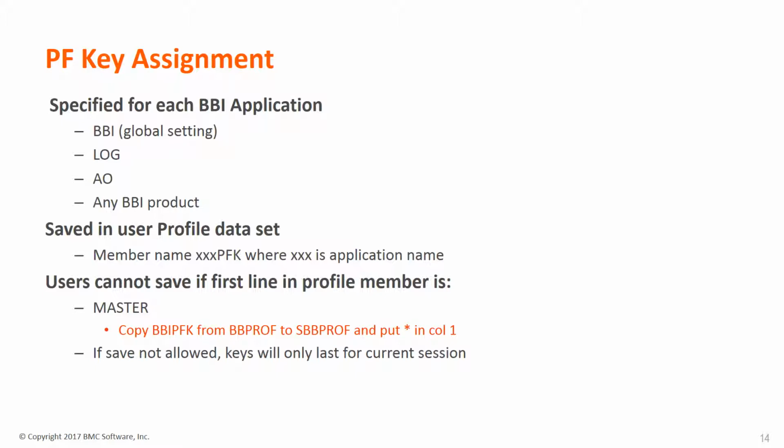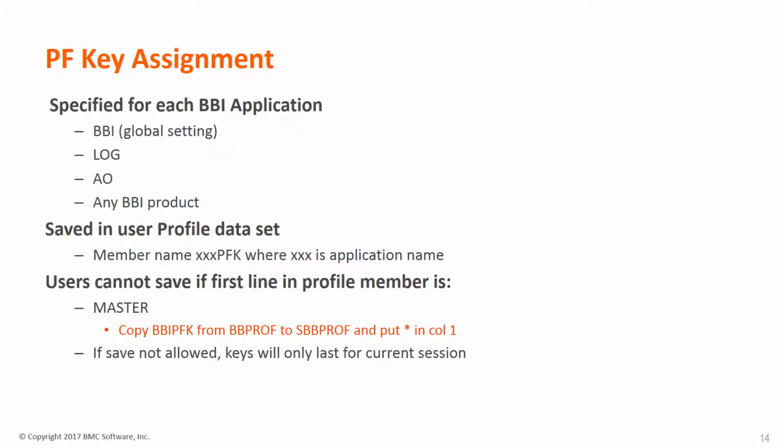PF keys can be assigned for each of the BBI-SS applications. So you have a global setting for the general interface, and you'll have a separate set of keys within the log. You'll have a separate set of keys for AO, and then you'll have a separate set of keys for any of the products, whether it's MainView for DB2, MainView for CICS, so on and so forth.